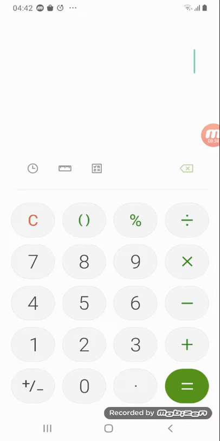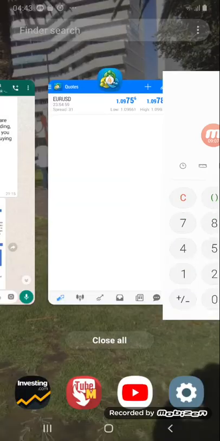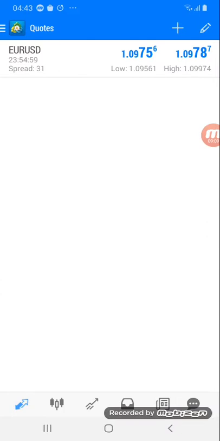So let's say you have a $45 account. What you do, you take 45, divide by 100. The answer you get is 0.45. That is the maximum allowable lot size you can use if you have a $45 account. Once you find out that your maximum is 0.45, you go to your MetaTrader 4.